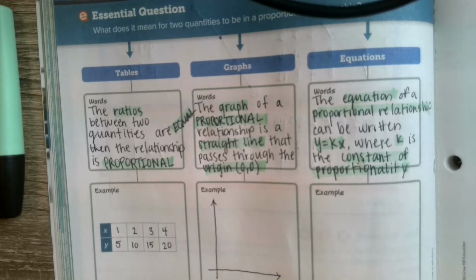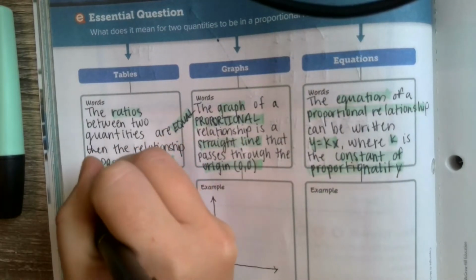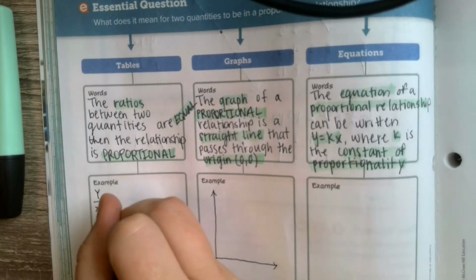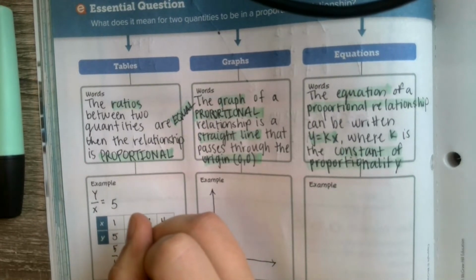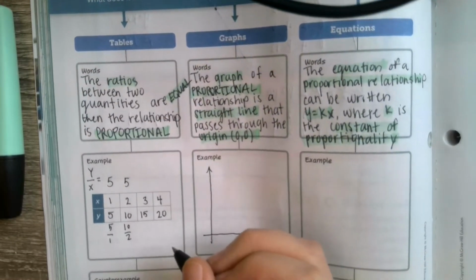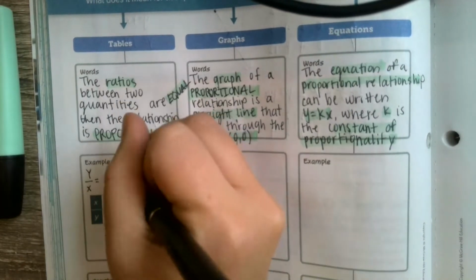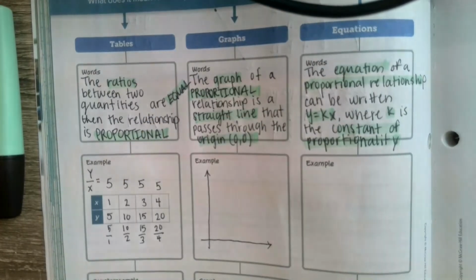All right, so when we have a table, that means that the ratios between our two quantities are equal. Then the relationship is proportional. So what that means is my ratio between y and x, if I take y and divide it by x, it should be equal. So here I have 5 divided by 1, which is 5. Here I have 10 divided by 2, which is also 5. Here I have 15 divided by 3, which is also 5. And then 20 divided by 4, which is also 5.